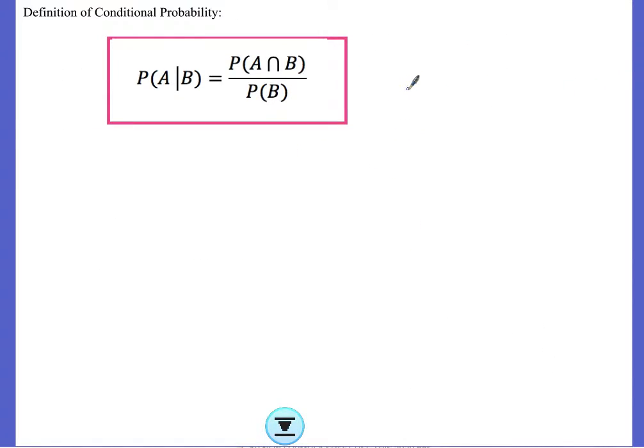This is your formula for conditional probability. This is the probability of A given B.